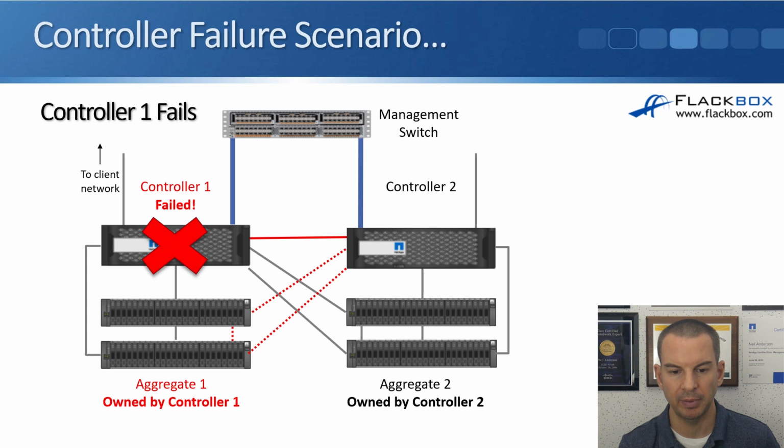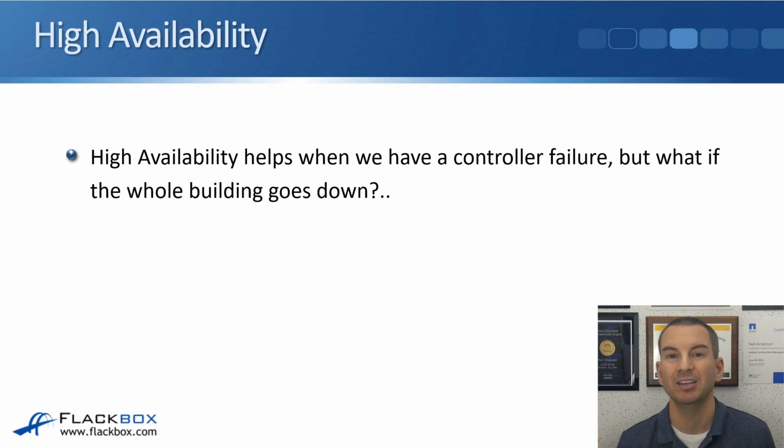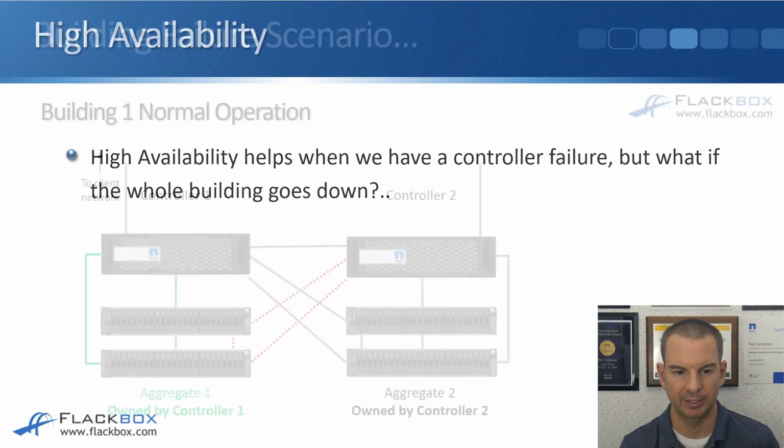When that happens, controller 2 will take ownership of controller 1's disks, and now both aggregate 1 and aggregate 2 are owned by and are being served by controller 2. When controller 1 comes back online again, controller 2 will give ownership of aggregate 1 back to controller 1. So you can see there that high availability helps if we have a controller failure. But what if the entire building goes down?